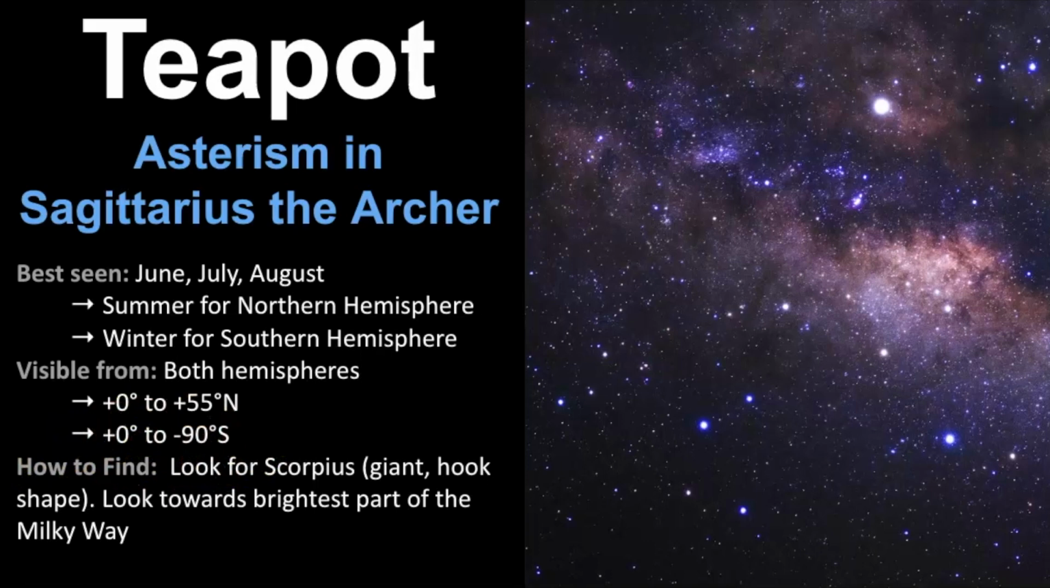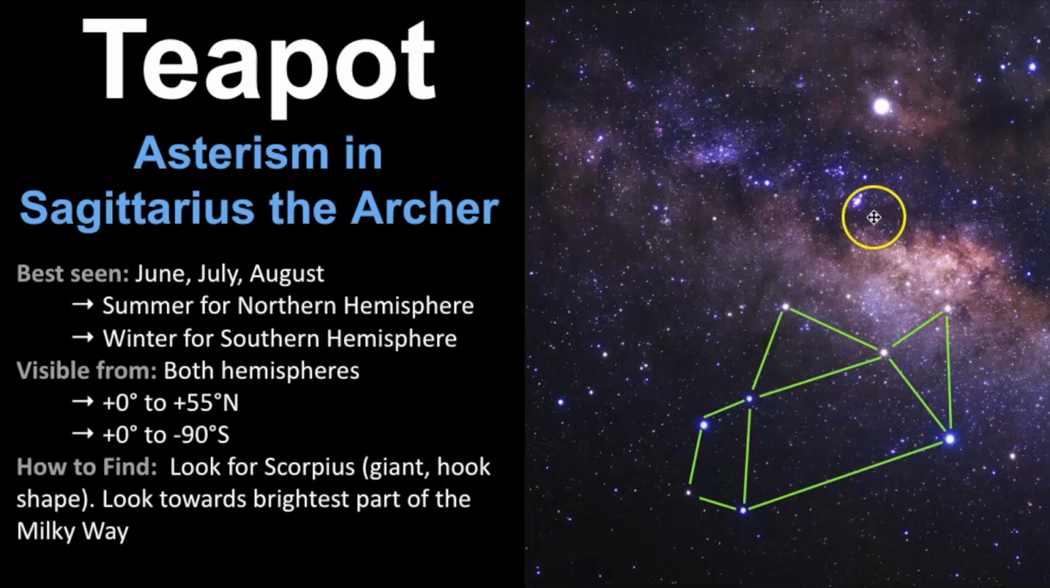And the best way to find it is to look for Scorpius. Look for that giant hook-like shape in the sky. And if you're lucky enough to see the Milky Way galaxy from where you live, then look for the brightest part of the sky, and from there you'll be able to find the teapot pattern.